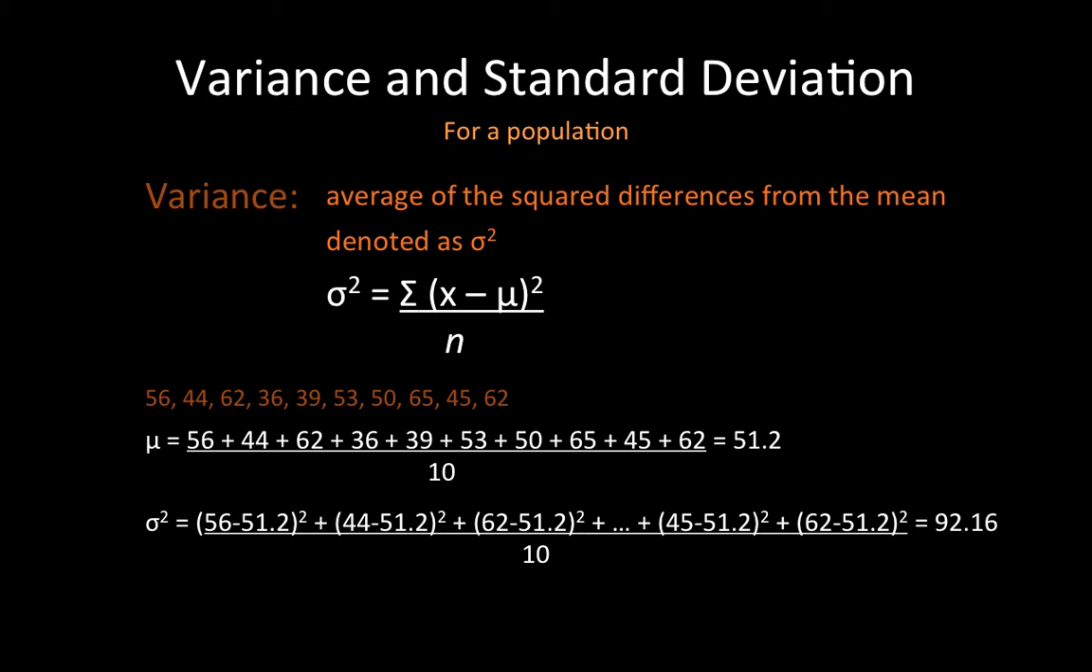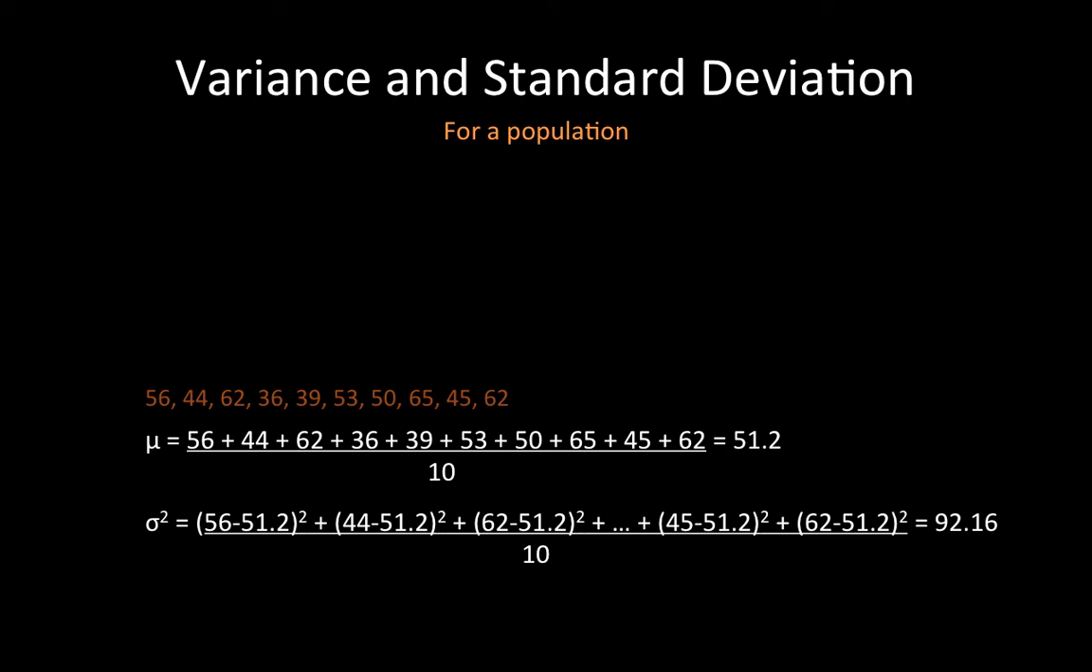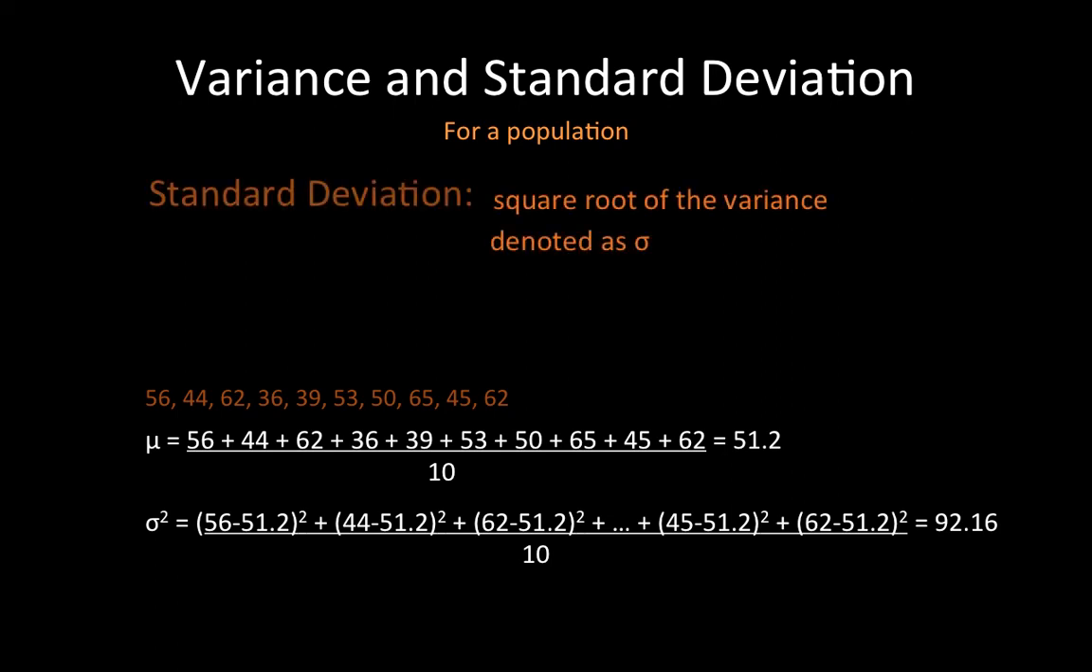So another way to measure spread is by calculating standard deviation, which is basically defined as the square root of the variance. Standard deviation is denoted as just sigma, and its equation is just the square root of the equation for variance. To find sigma, or standard deviation, we just square root what we got for sigma squared, or square root the variance, and then we get 9.6.